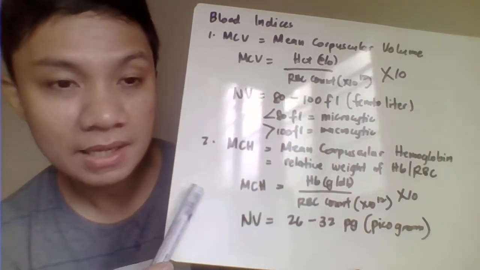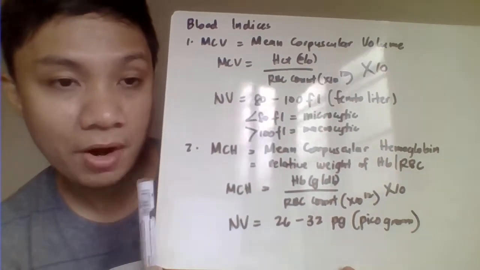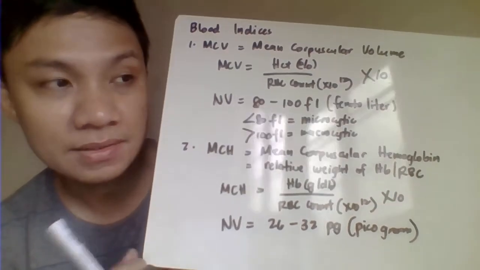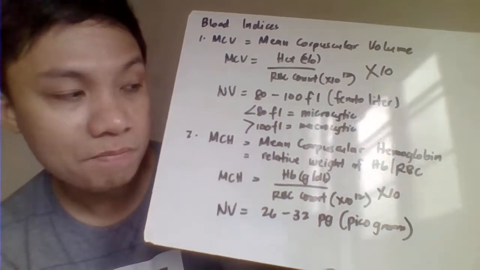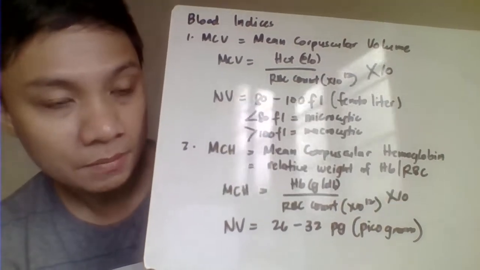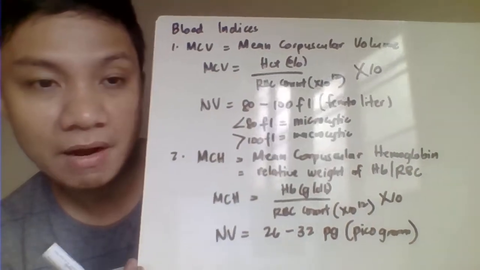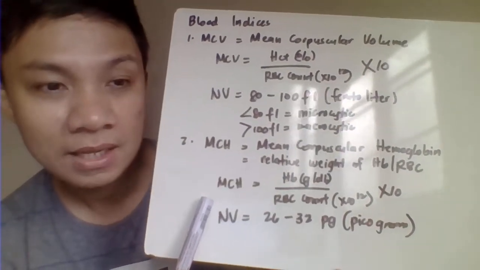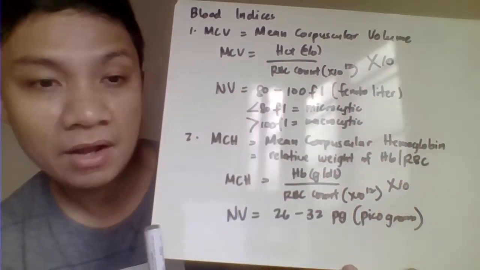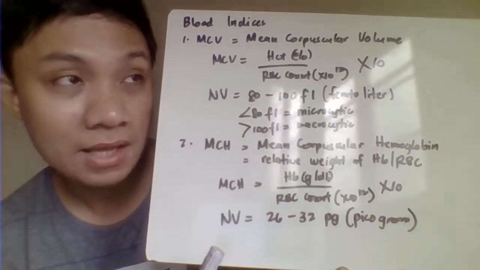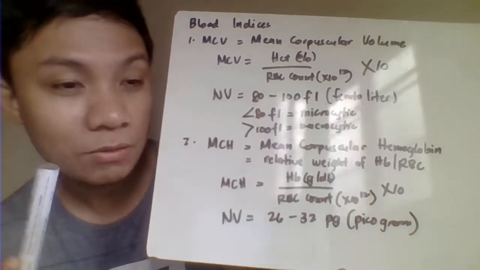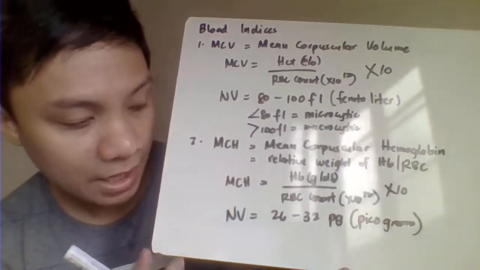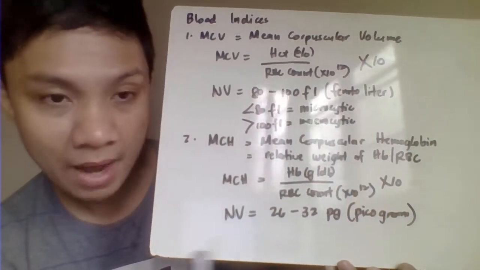MCH is another blood index, although this one is not used here for classifying the type of anemia. MCH just represents the relative weight of hemoglobin per RBC. So MCH or your mean corpuscular hemoglobin is obtained as your hemoglobin in grams per DL over your RBC count in times 10 to the 12 per liter, multiplied by 10. So the normal values for that, we have 26 to 32 picogram.